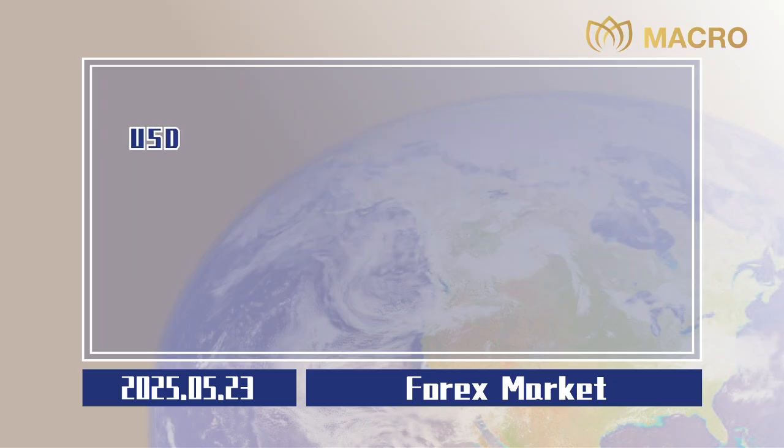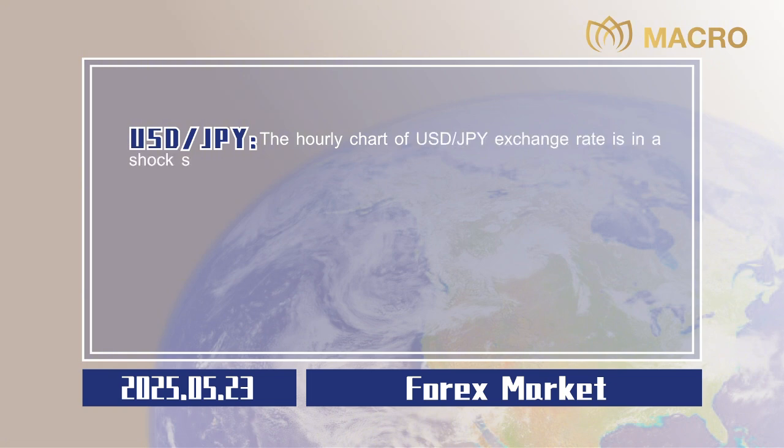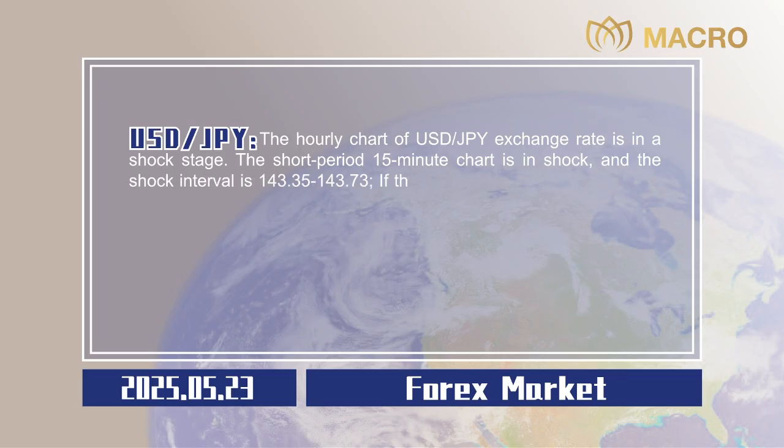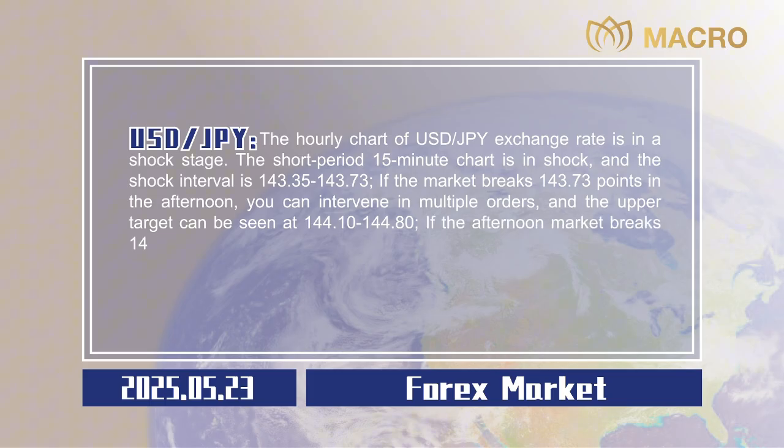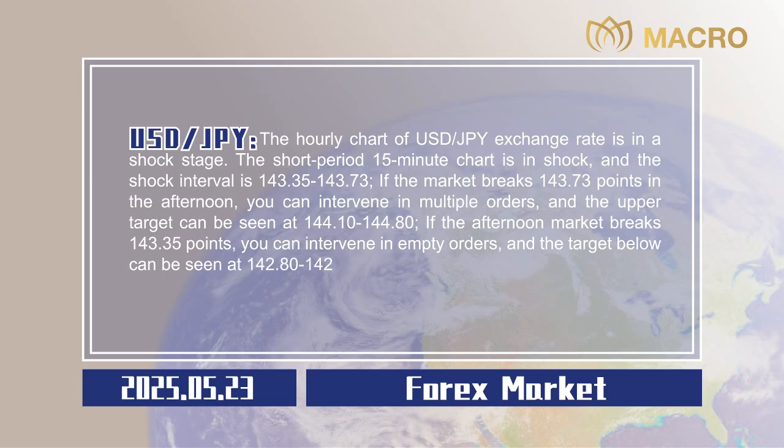0.0020. US dollar to Japanese yen. The hourly chart of US dollar to Japanese yen exchange rate is in a shock stage. The short period 15-minute chart is in shock, and the shock interval is 143.35 to 143.73. If the market breaks 143.73 points in the afternoon, you can intervene in multiple orders, and the upper target can be seen at 144.10 to 144.80. If the afternoon market breaks 143.35 points, you can intervene in empty orders, and the target below can be seen at 142.80 to 142.40. Stop losses are all 20 points, 0.20.